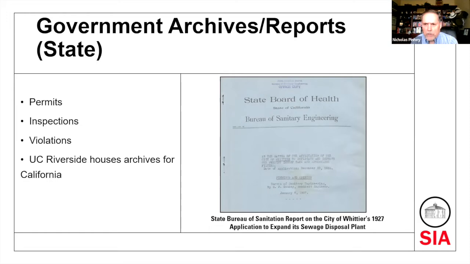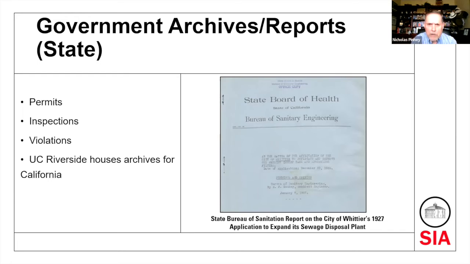And given that the Whittier sewage disposal plant was encountering issues related to growth, it made sense to check for any permits that might be on file in the archives. And I find for us the best source of government records for California wastewater treatment plants that were in operation from 1901 to 1966 are records from the State Board of Health, Bureau of Sanitary Engineering, and these are archived and can be found at the University of California Riverside's Water Resources Collection and Archives. The records are searchable through the Online Archive of California and are listed by agency.